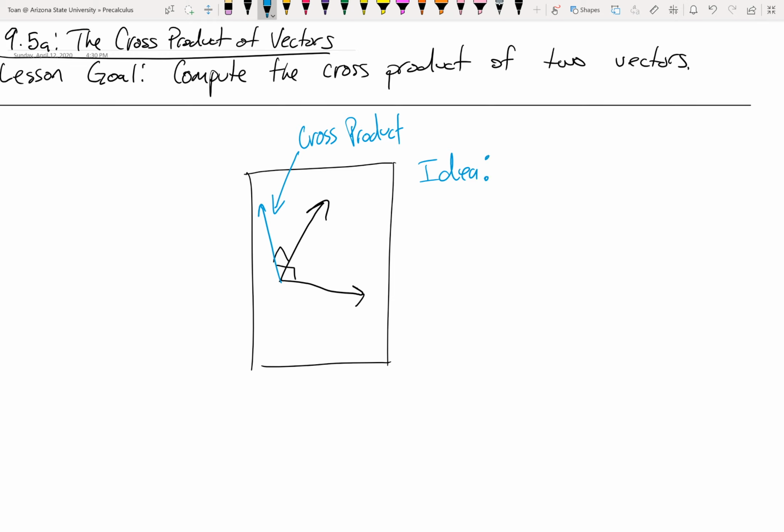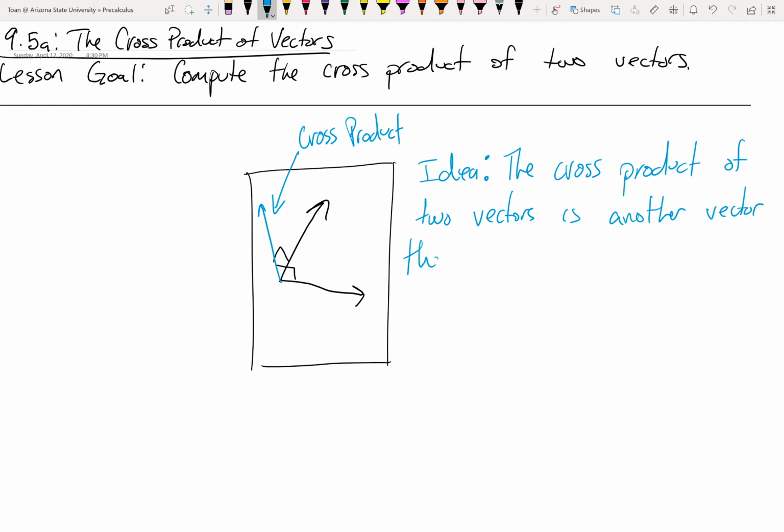So that's it. That's the big idea. The cross product of two vectors is another vector that is orthogonal. Remember, orthogonal is the fancy word for perpendicular. That is orthogonal to both vectors. And of course, by extension, since two vectors define a plane, a cross product is a vector that is orthogonal to a given plane as well.